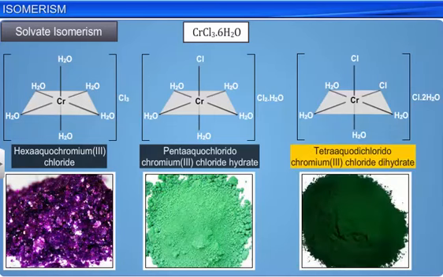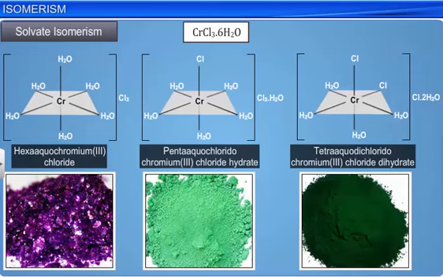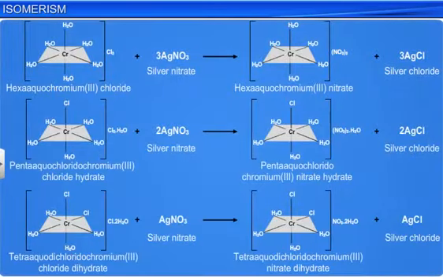These isomers have different chemical properties. On reacting with silver nitrate, to test for Cl- ions, we would find 3, 2 and 1 chloride ions in the solution respectively.